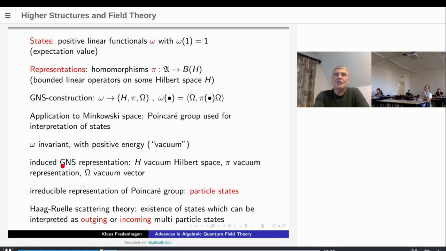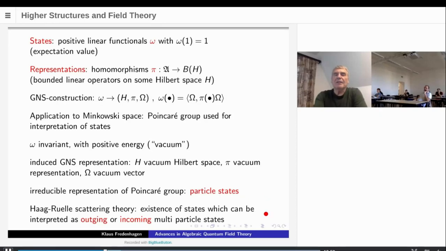Then one can look at the induced GNS representation. So we have a vacuum Hilbert space, a vacuum representation, and a vacuum vector. On this Hilbert space, one can find a unitary representation of the Poincaré group. One can then look at possible representations of the Poincaré group, and in particular at irreducible representations. The idea is that irreducible representations correspond to particles, so state vectors in an irreducible representation are interpreted as particle states.